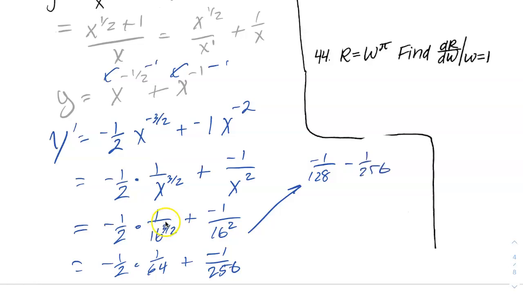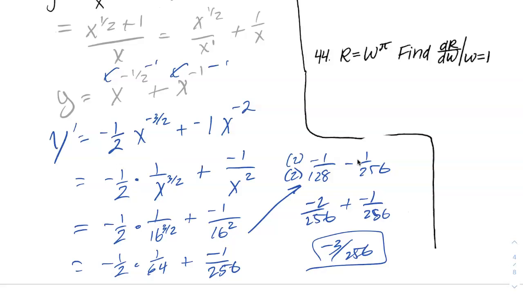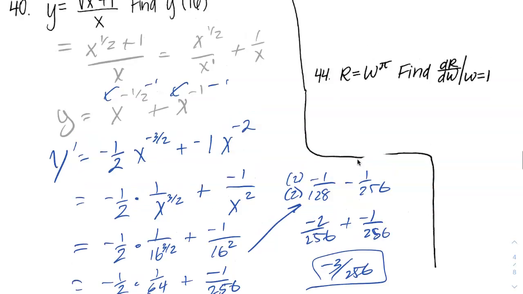And I can't leave it like that, but luckily, if you multiply this by 2, we get the same denominator. So negative 2 over 256, well, plus negative 1 over 256, gets me negative 3 over 256. And that is the answer to that. Okay, back up.